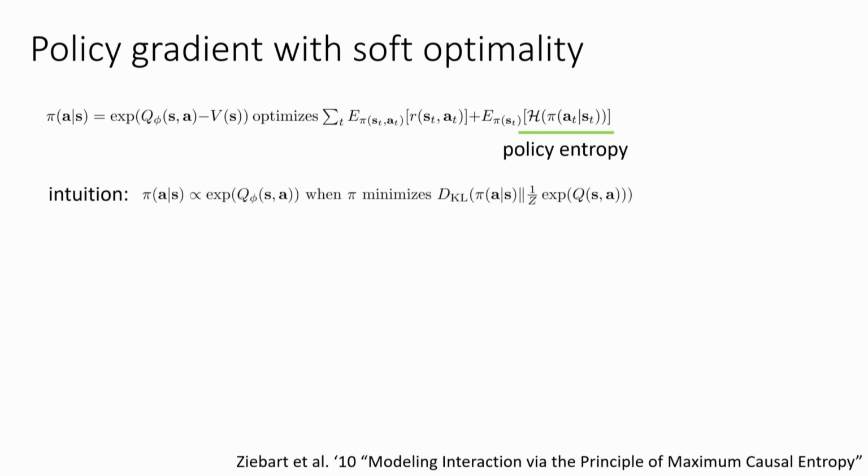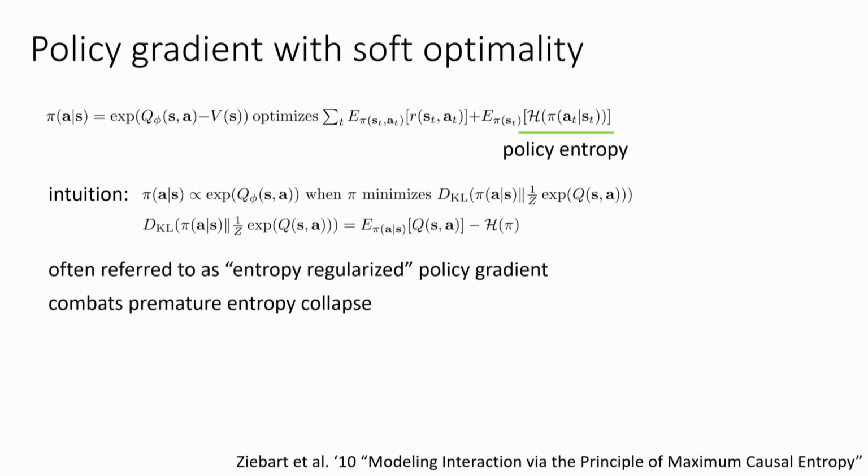So the policy gradient has kind of a nice intuition. The intuition is that you're taking your policy to be proportional to the exponential of the Q value, which is minimizing the KL divergence between your policy and exponentiated Q. So that's kind of neat. You turn RL into KL divergence minimization. So people sometimes refer to it as entropy regularized policy gradient. Why entropy regularized? Well, because you have expected reward, and then you're adding this entropy, which regularizes your policy, keeping it from becoming too deterministic.